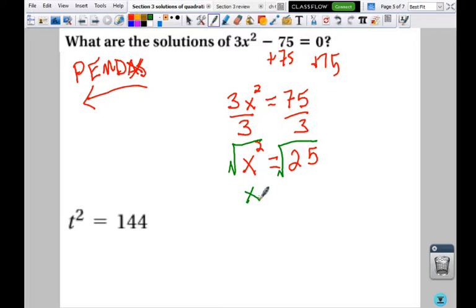And I'm going to get x equals, well, let me go into Desmos. What's the square root of 25? We get 5, right? But we've got to be careful. I made the square root myself, which means I also have negative 5. So be careful with that.